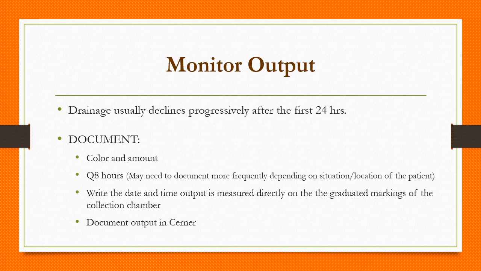Once the patient is having minimal drainage, it may be appropriate to record the level of drainage every 8 hours. Write the date and time output is measured directly onto the graduated markings of the collection chamber. Document the amount of output measured in Cerner.